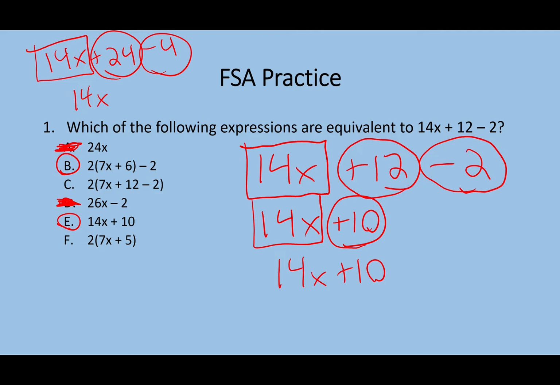14x stays the same. And then 24 minus 4 is 20. Hold on, that's not right. I have a 20 here and I have a 10 here. C is wrong. Let's move on to the final one.